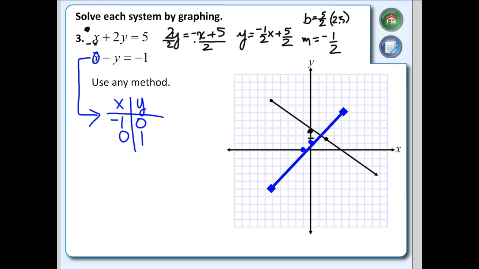And when I connect the dots, where do they intersect? Remember that point of intersection is my ordered pair that satisfies both. So if you look, we're going to have to go over 1, right 1, so that makes my x +1. And then we're going to have to go up 2 to get their point of intersection. So the answer, the ordered pair that satisfies both equations, is (1, 2).